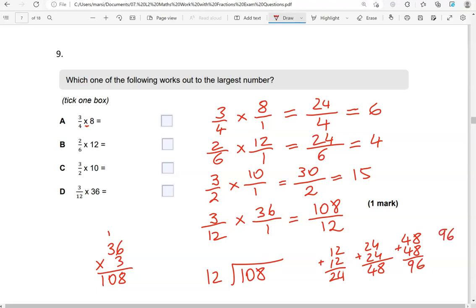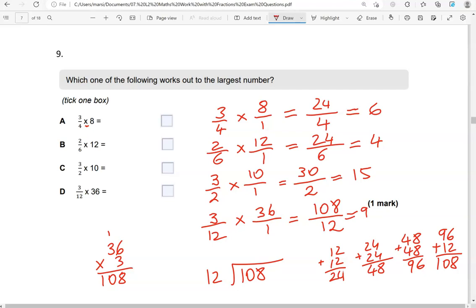96, if I add 12 here, 6 and 2, that is 8, and then 1, that is 10. So that is 9 lots of 12. So 108 divided by 12 should give us 9.